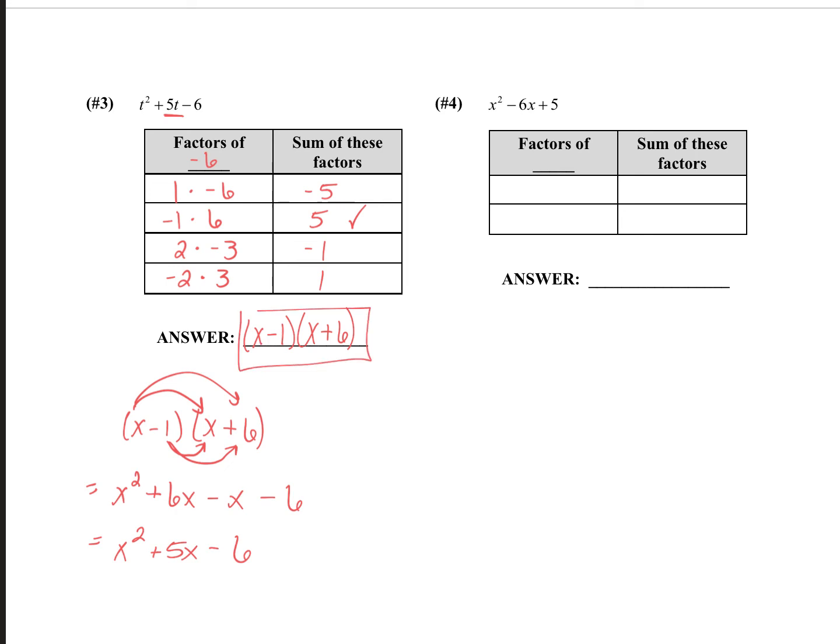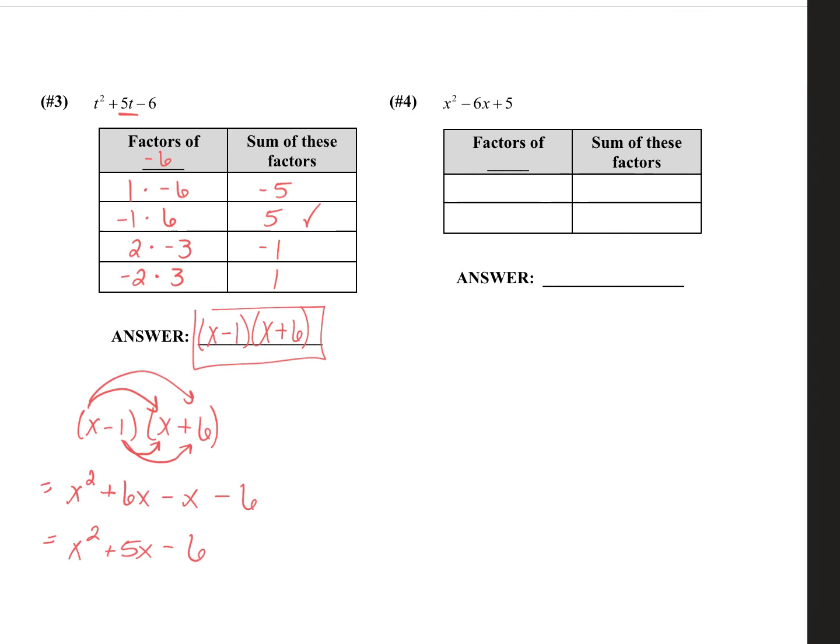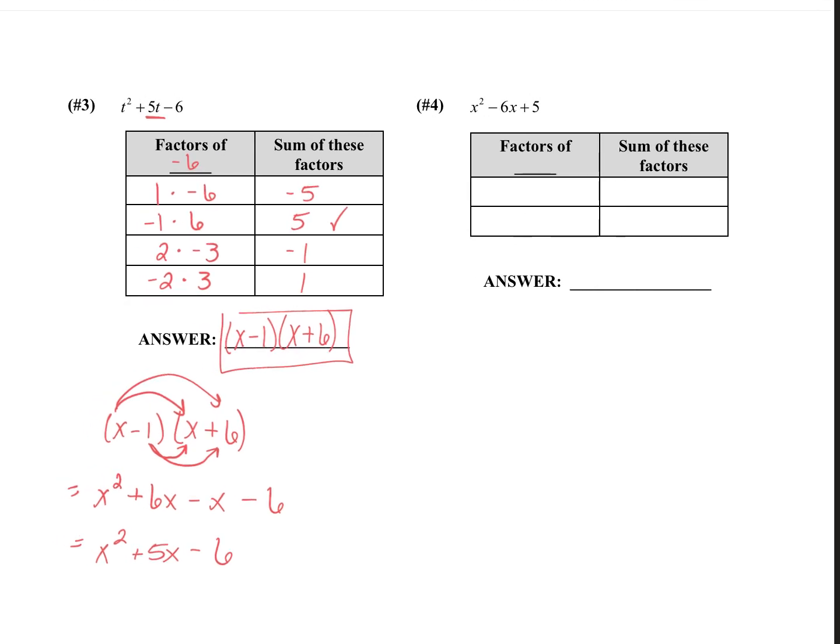All right, so let's move on to our last example here. All right, so again, factors of that last term. So factors of 5. That would be 1 and 5, and also -1 times -5. Okay, so because a negative times a negative is a positive, we have to include that as well. Okay, so the sum of these factors, 1 plus 5 is 6, and -1 minus 5 is -6.